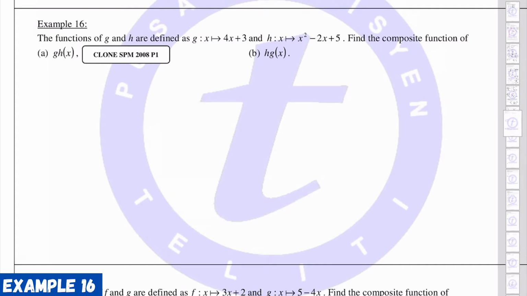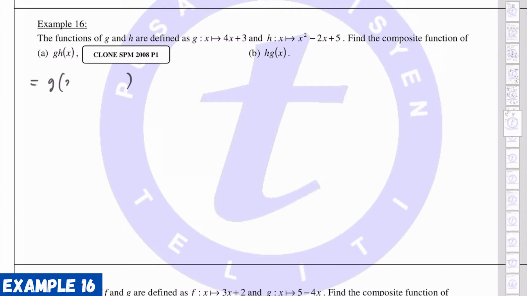Example 16. So here we have g(h(x)). Now we have to give your answer in terms of x, okay? We don't substitute an exact value. So what is g(h(x))? g(h(x)) means I put h(x) inside g(x). I need to think this way. Maybe I just write this first.